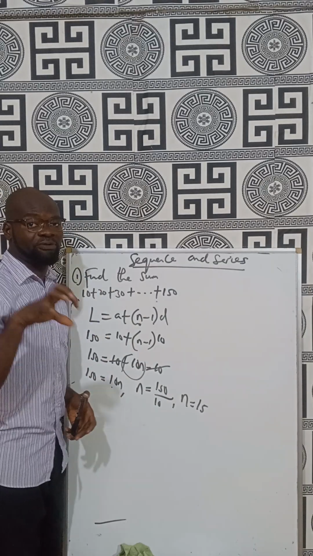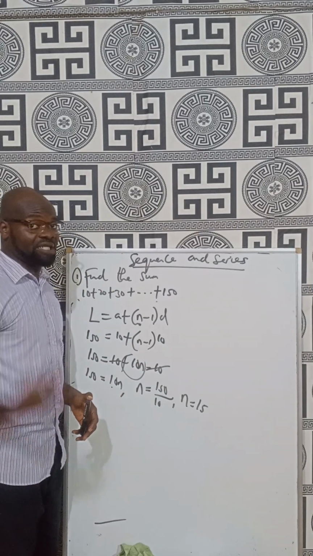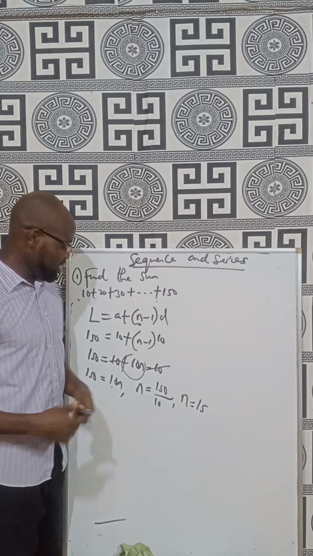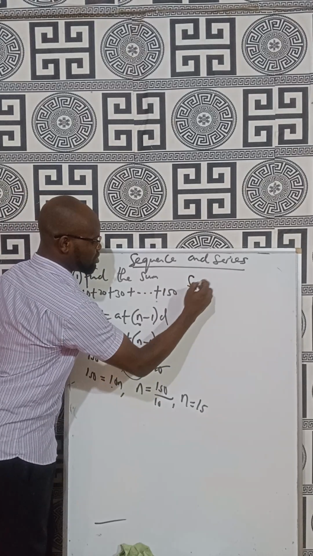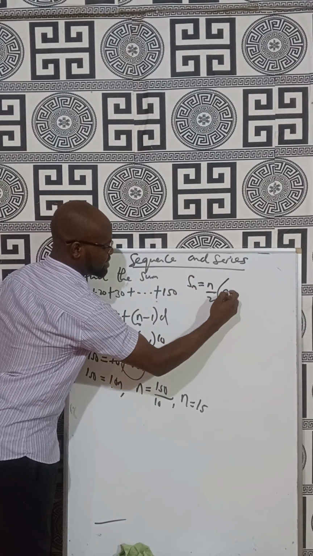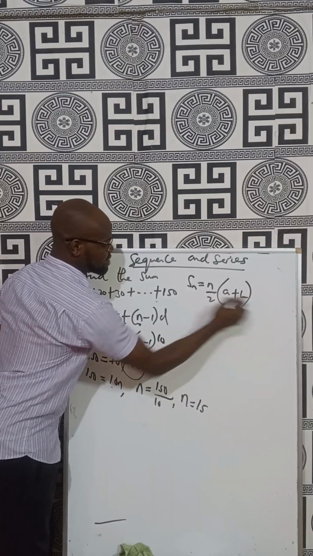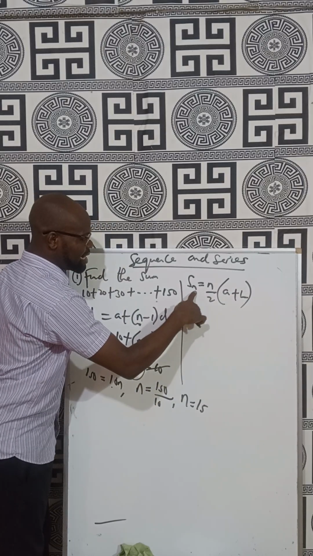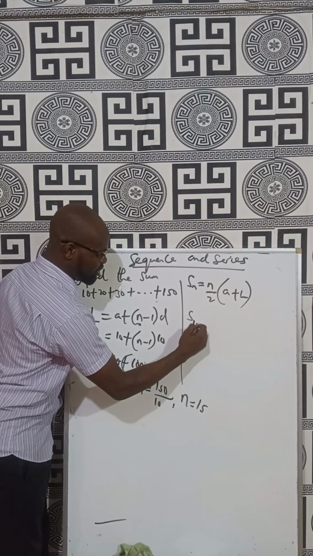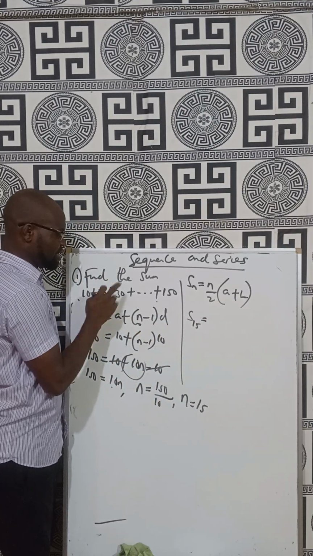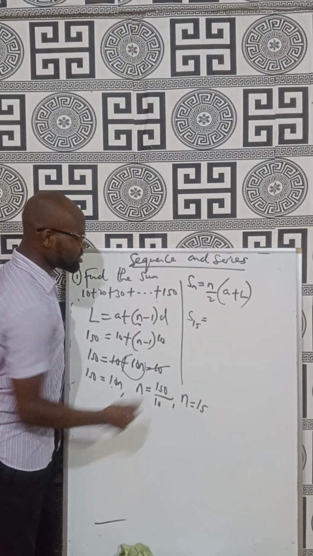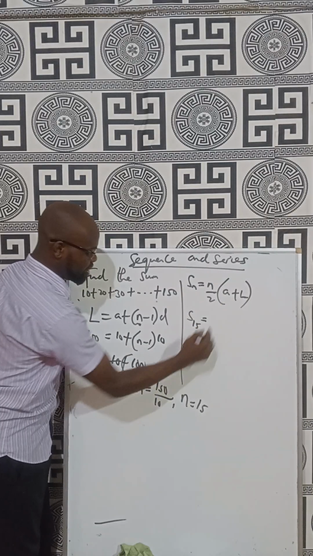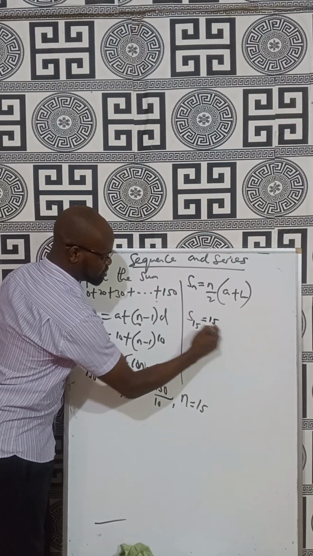For an arithmetic progression, AP, there are two formulas for the sum. You can use any one you like. You can use this: Sn equals n over 2 into bracket A plus L. You can apply this quickly. S is the sum. Sum of how many numbers? N is 15, so the sum of 15 numbers. We are adding 15 numbers, because our n is 15, all over 2 into bracket.